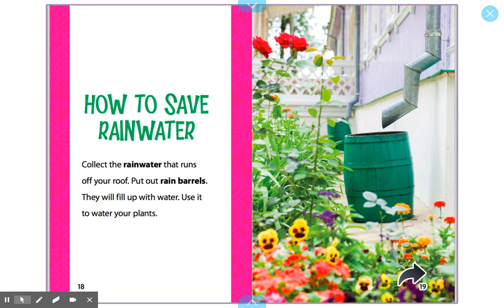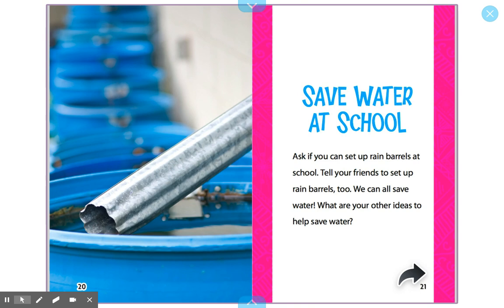How to save rainwater. Collect the rainwater that runs off your roof. Put out rain barrels. They will fill up with water. Use it to water your plants. Save water at school. Ask if you can set up rain barrels at school. Tell your friends to set up rain barrels too. We can all save water.